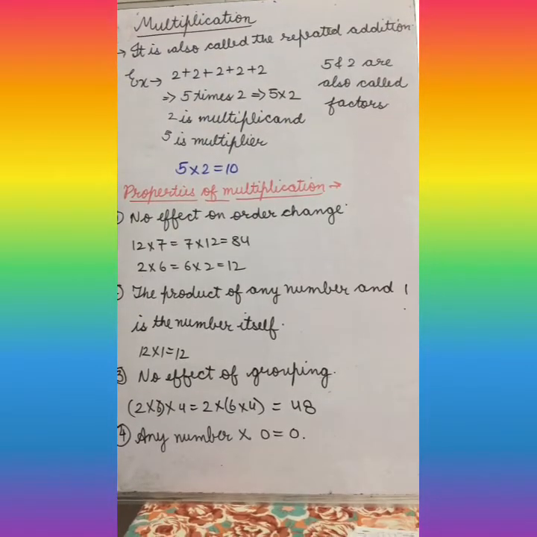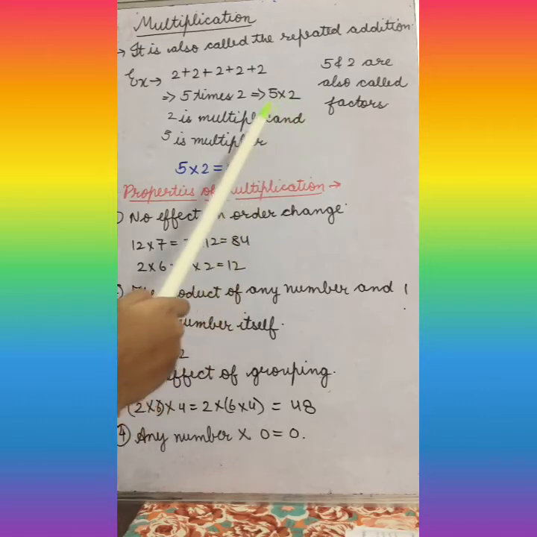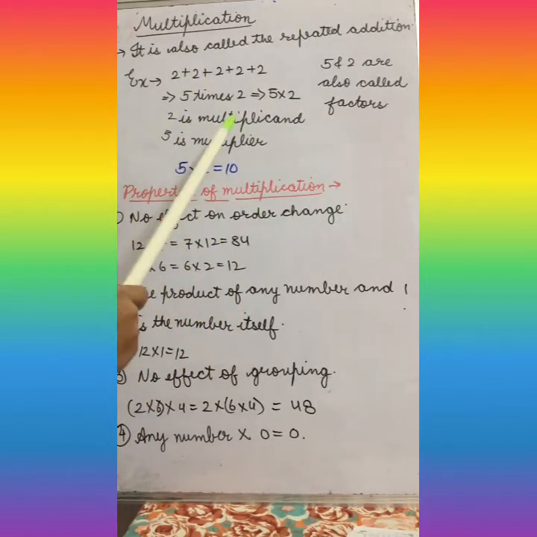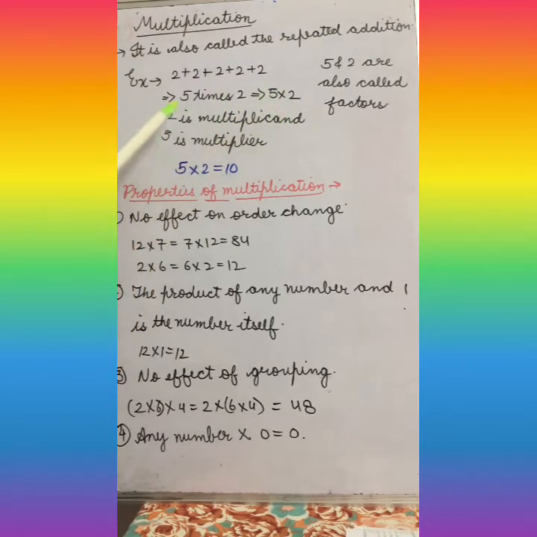Let's learn about multiplication. So, multiplication is also called the repeated addition. Let us take one example like 2 plus 2 plus 2 plus 2 plus 2. So over here we have 5 times 2. That means we can write it as 5 multiplied by 2. Here the number 2 is called multiplicand and number 5 is called multiplier.